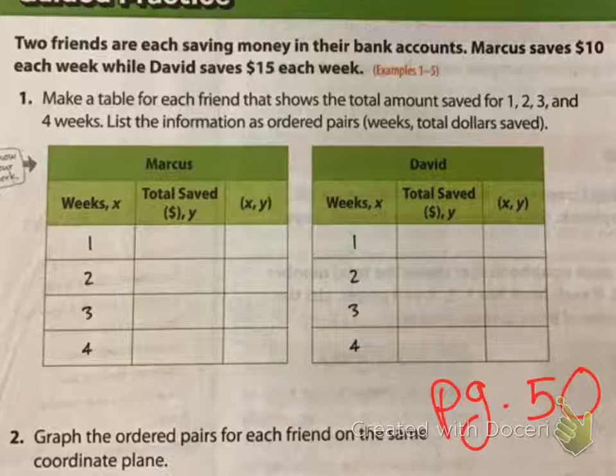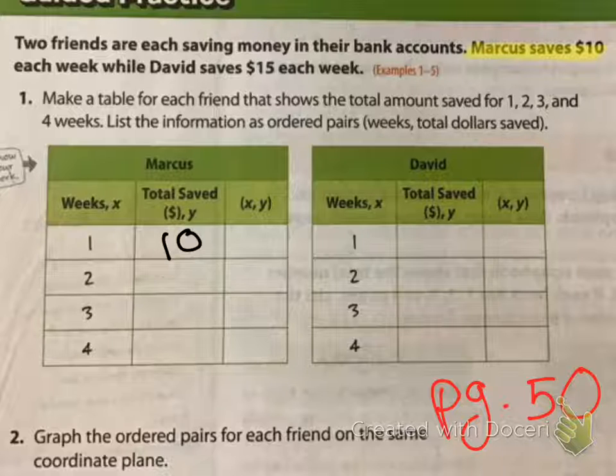For Marcus, what's his first value that goes here, Miles? For Marcus, 10. I want to use a different color pen. 10 goes here. How'd you know that, Elsie? Because in 1 week, Marcus saves $10. Exactly, Marcus saves $10.